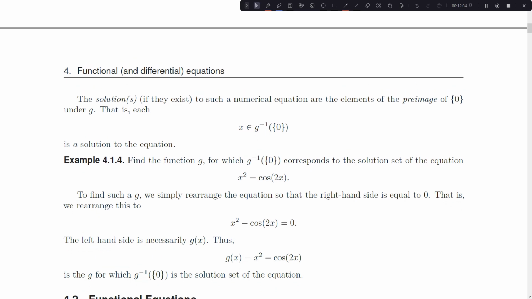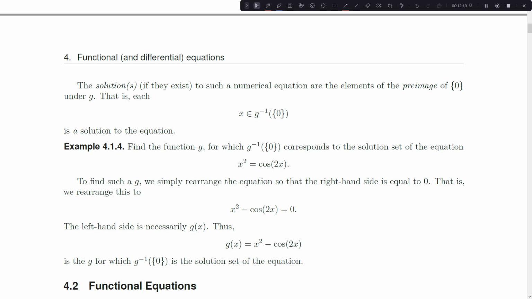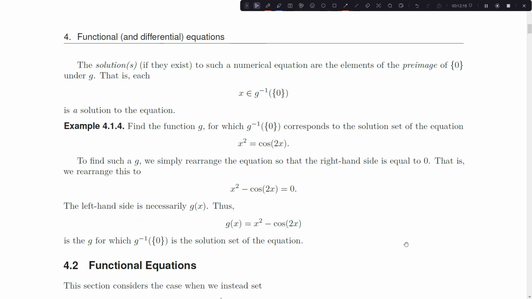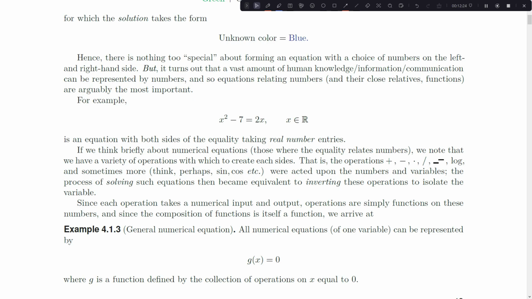Okay, so that's all we have for section 1, which is nice. Now we're going to move on to section 2, where I basically step up in abstraction away from numbers and into functions. I'm basically trying to say that there's nothing special. So we have our numerical equation up here, right?